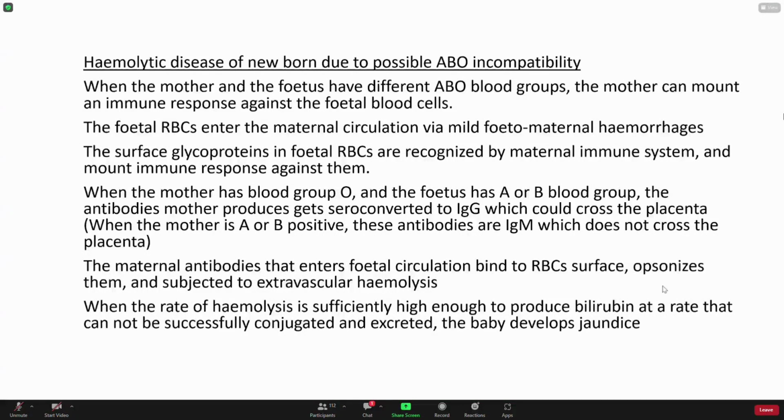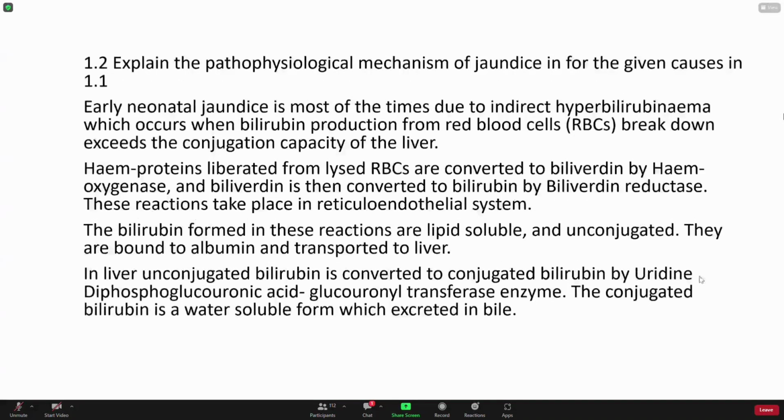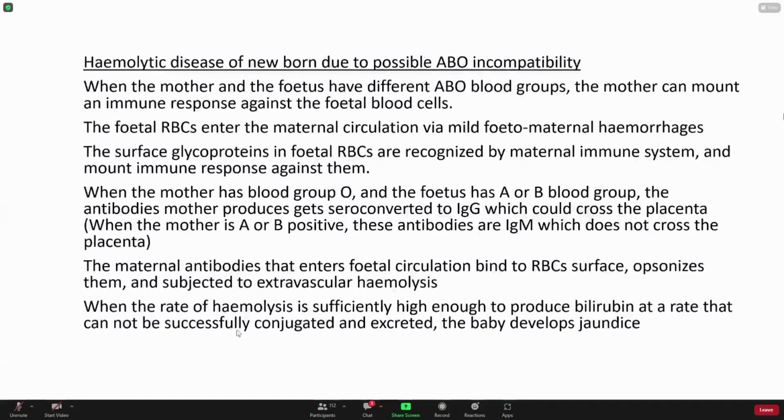If you write these things, it becomes more palatable for an examiner to read and gives the feeling of deserving some more marks. Even if you lose some small areas, like if you don't remember heme oxygenase, biliverdin reductase, UDP glucuronyl transferase, right? These things, this opsonization, extravascular hemolysis, glycoproteins, fetal-maternal hemorrhage, and IgG which could cross the placenta, make the examiner try to give you more marks. They tend to give you more marks if you try to do something like this.